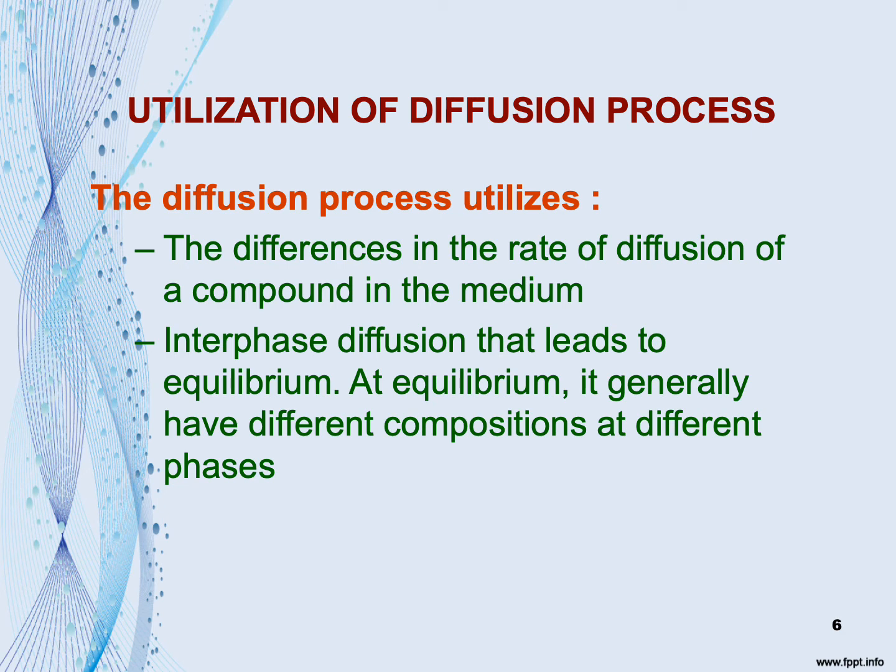We use diffusion because the diffusion process can utilize the difference in the rate of diffusion of a compound in a medium. Let's say we have compound A and compound B. They will have different diffusion rates, so we can separate them using those different properties. The second one is that the diffusion process can utilize interphase diffusion that leads to equilibrium. At equilibrium, the phases generally have different compositions.